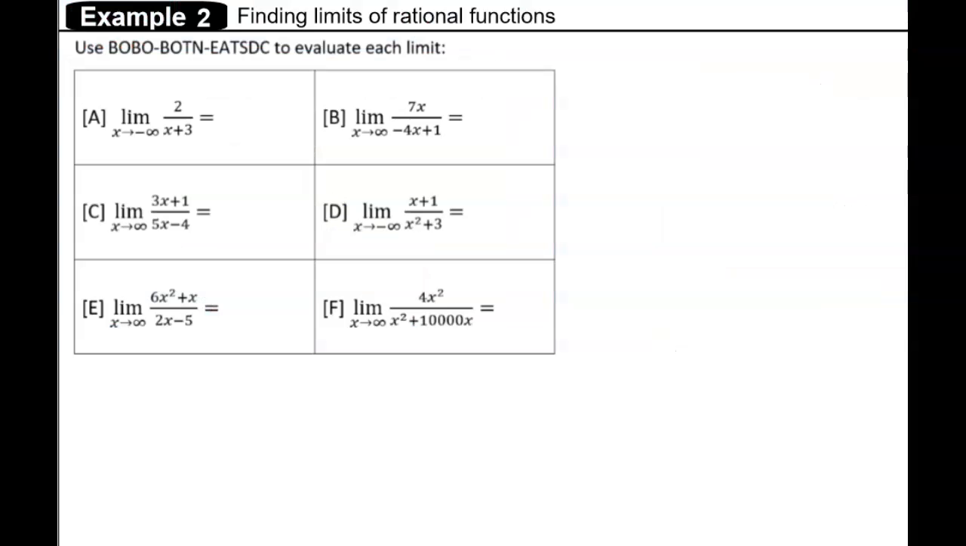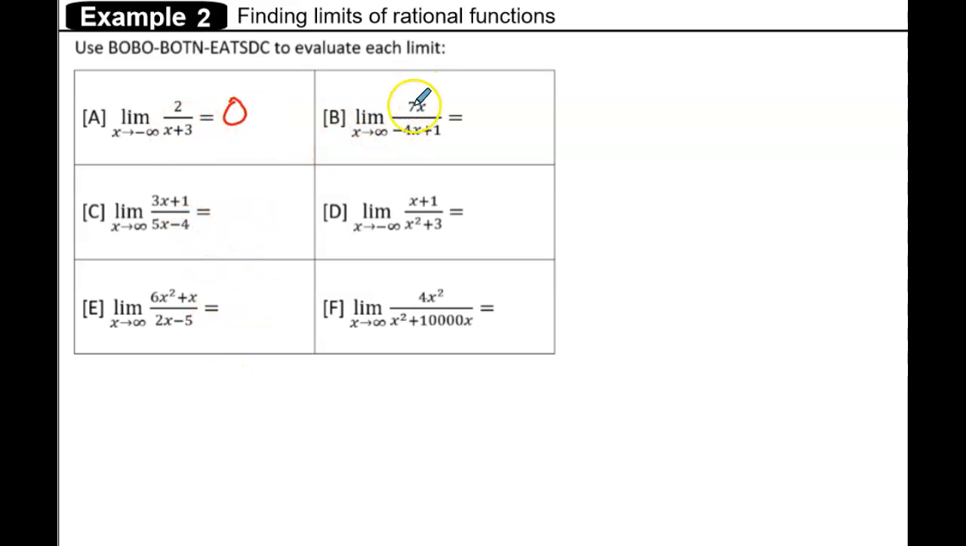So let's take a look at example 2. We're going to use that acronym BOBO, BOTN, EATS, DC to evaluate each limit. So in A, 2/(x + 3), the degree of the numerator is 0, the degree of the denominator is 1, so the bigger on bottom 0 means that our limit as x approaches positive infinity or negative infinity is 0.